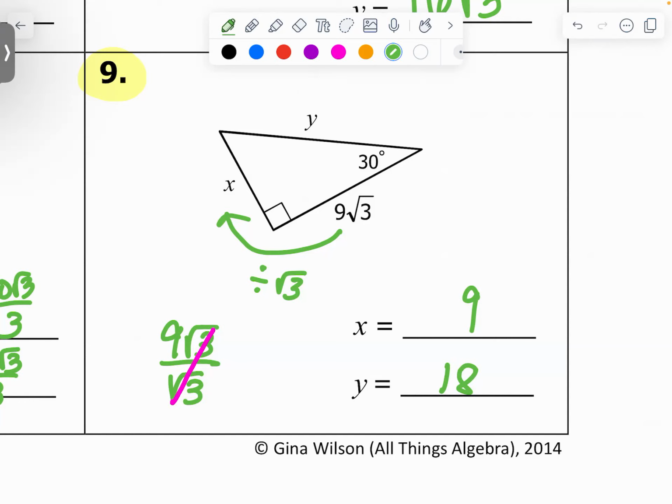Okay, so what I want you to do is in your student journals, pages 250 and 251 are your homework. I'll have you get started.